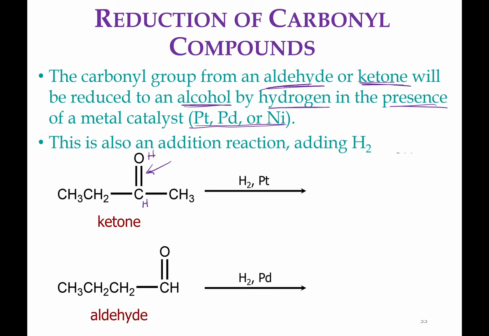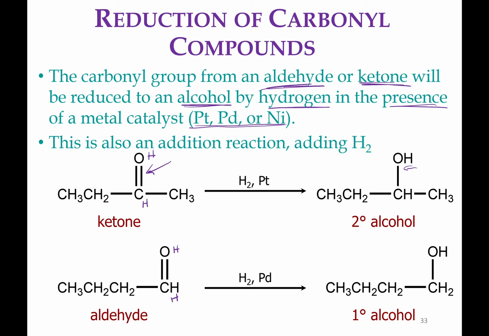So here we have the ketone version, here we have the aldehyde version. We're going to get a hydrogen across both sides, and we get the products. Here's the secondary alcohol from the ketone, and here we'll see the primary alcohol because it was an aldehyde. Pretty straightforward reaction, just adding hydrogen across that double bond.